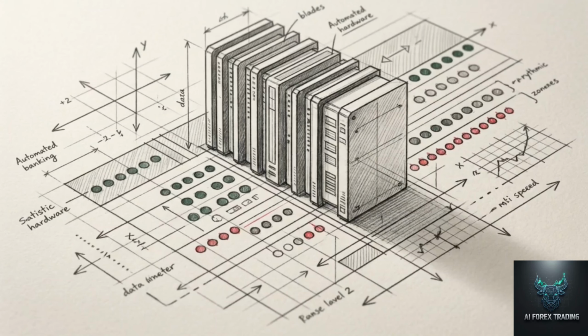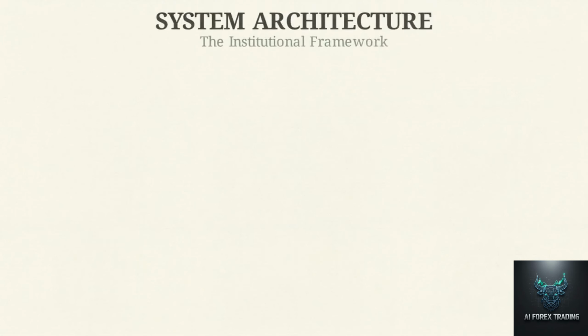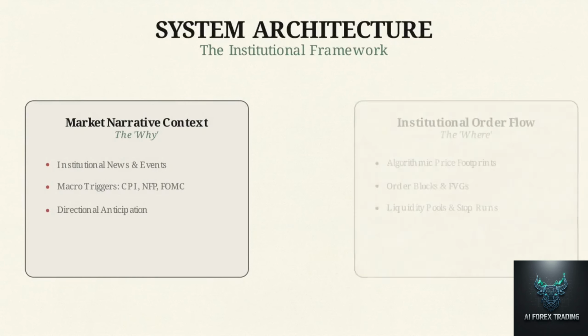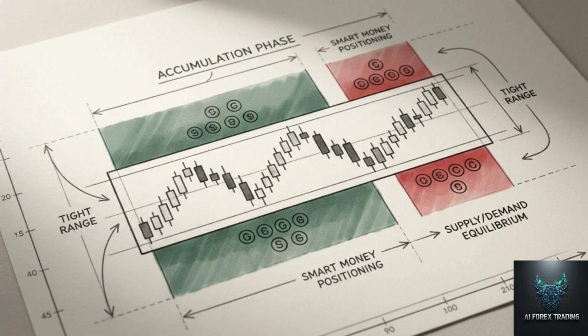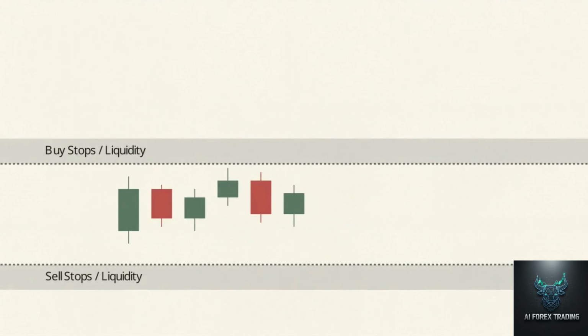To maintain this efficiency, price delivery is managed through high-frequency algorithms and automated banking systems. Navigating this environment requires moving past retail patterns and decoding the actual institutional framework, market narrative context, and institutional order flow. Every institutional price cycle begins with consolidation. This is the period of accumulation, where orders are built within a defined range. Algorithms treat ranges as liquidity, targeting stop-loss clusters outside.